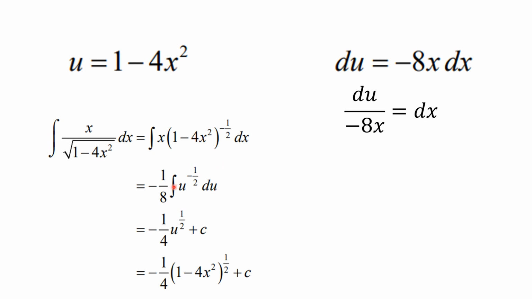So when I do that substitution, I get minus 1 over 8, and this is the indefinite integral of u to the minus 1/2 du. I add 1 to the exponent and divide by the new exponent. And so that means I'm going to have 1/2 divided by 1/2, which ends up making, when you do the calculation, minus 1/4 u to the 1/2 plus c. And then I reverse the substitution that I had because my answer has to be in terms of x.